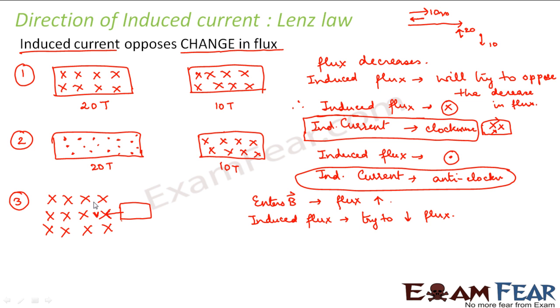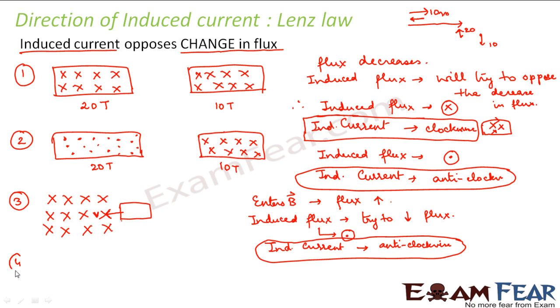So what will it do if it tries to decrease the flux? Since the flux is in downward direction, if you want to increase it, you will give more flux in the downward direction. But if you want to decrease it, you will give the induced flux in the opposite direction. Therefore, the induced flux will be in the upward direction, because in this case you want to decrease it. Now, if the induced flux is in the upward direction, what would be the direction of induced current? So the induced current is anti-clockwise.